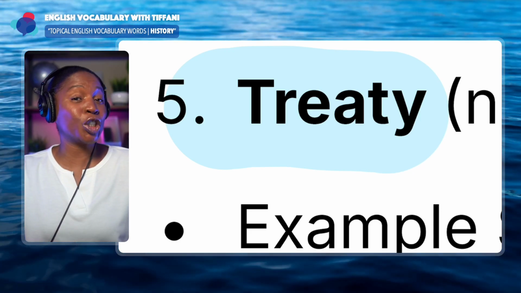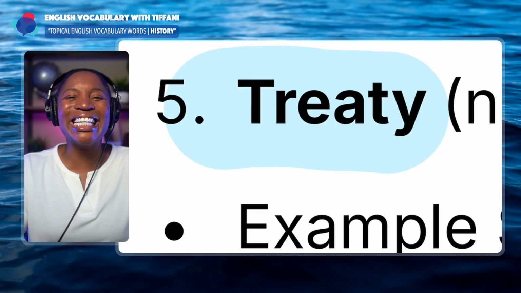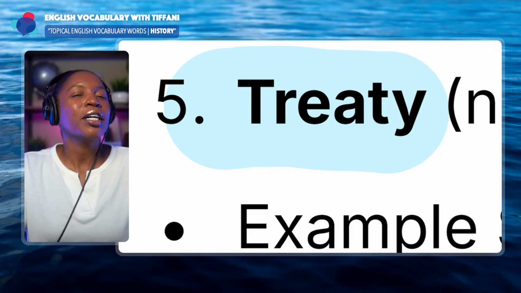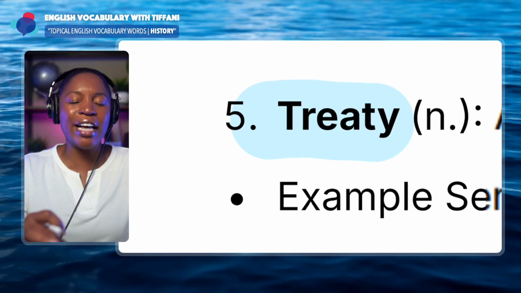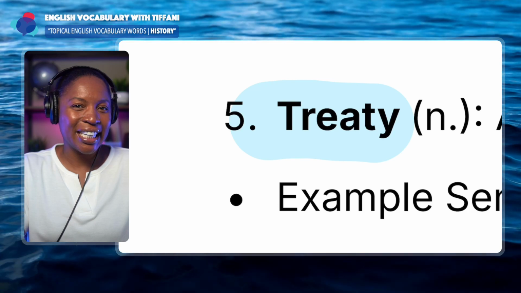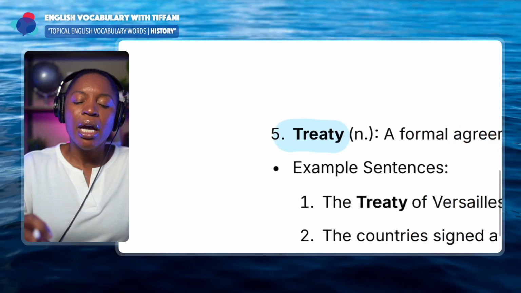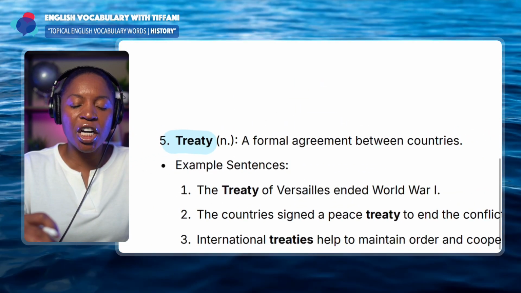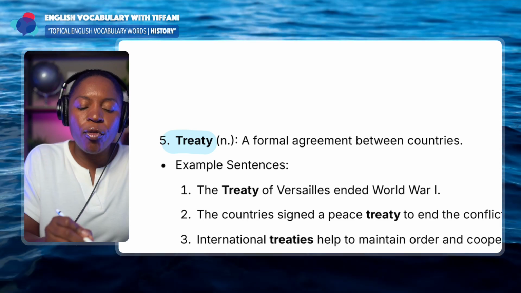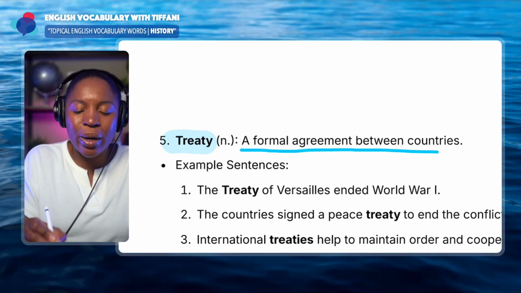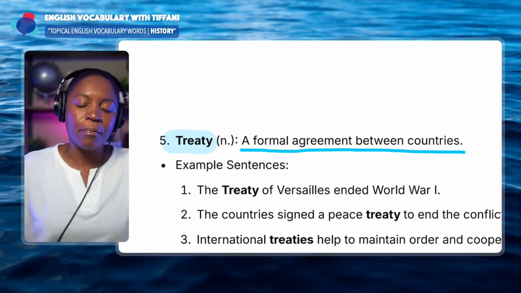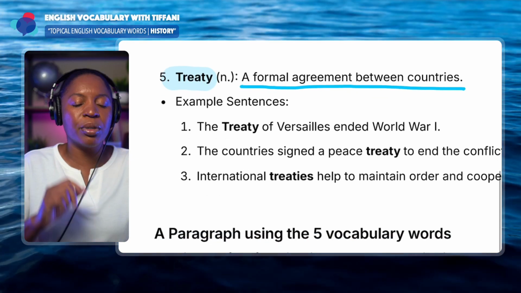Good. Again, I'll say it slower this time. Treaty. Great job. One last time at a faster pace. Treaty. Excellent. All right. This term treaty, it literally just refers to a formal agreement between countries. Again, a formal agreement between countries.